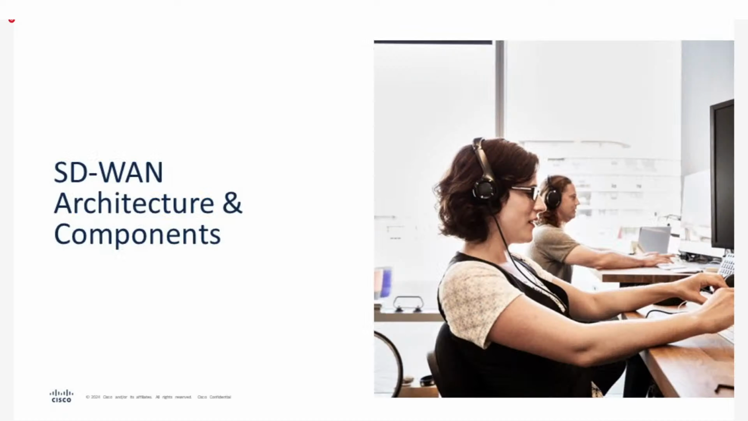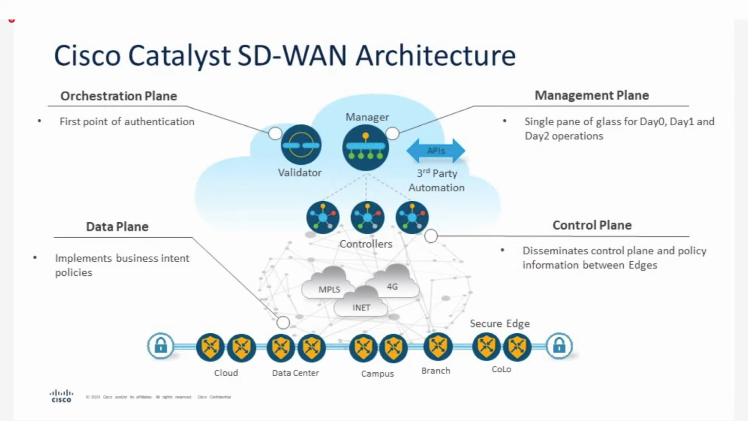So first, let's talk about SD-WAN architecture and its components. So we all know this slide, right? This is the SD-WAN architecture, which is mainly broken into four planes. The first one is the orchestration plane, which will assist with automatically onboarding of the SD-WAN routers and its component into the SD-WAN overlay.